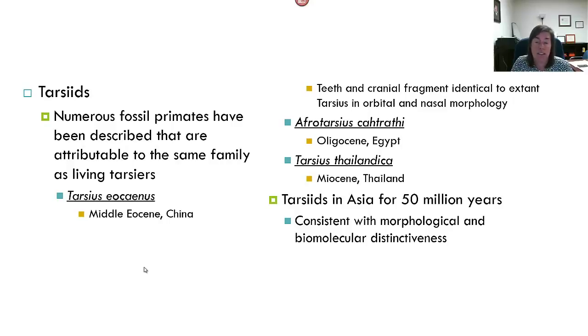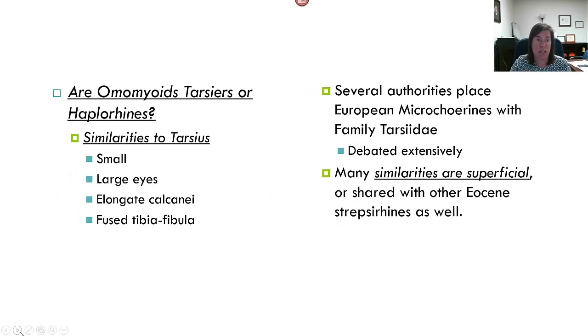And interestingly, this is very consistent with morphological and biomolecular distinctiveness. So are these Omomyoid tarsiers, or are they haplorhines? Well, the Omomyoids do in fact have a number of features that are similar to tarsiers. They're very small in size, they have large eyes, they have an elongated calcaneus, and they have a fused tibia fibula. So they have a number of anatomical characteristics.